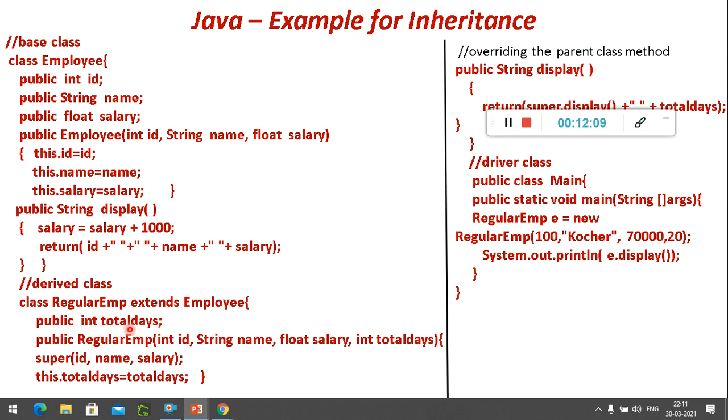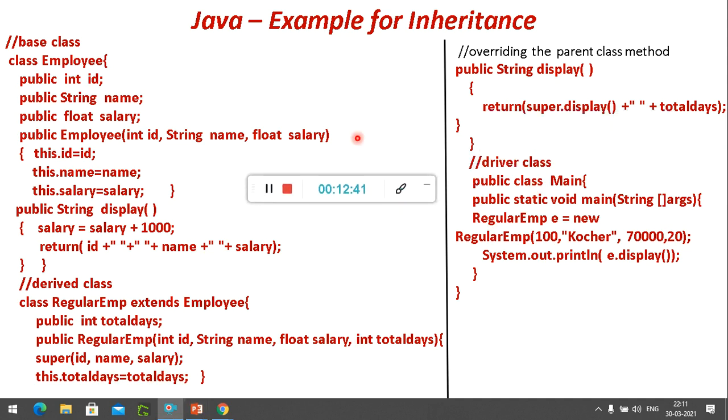So total days, the total number of days the employee worked, is declared as an integer variable. Then here we declare the constructor, named RegularEmployee, and here we can see super(ID, name, salary). So it will call the base class constructor. The super keyword is used to invoke the base class constructor for initialization. And then this.totalDays equals totalDays.